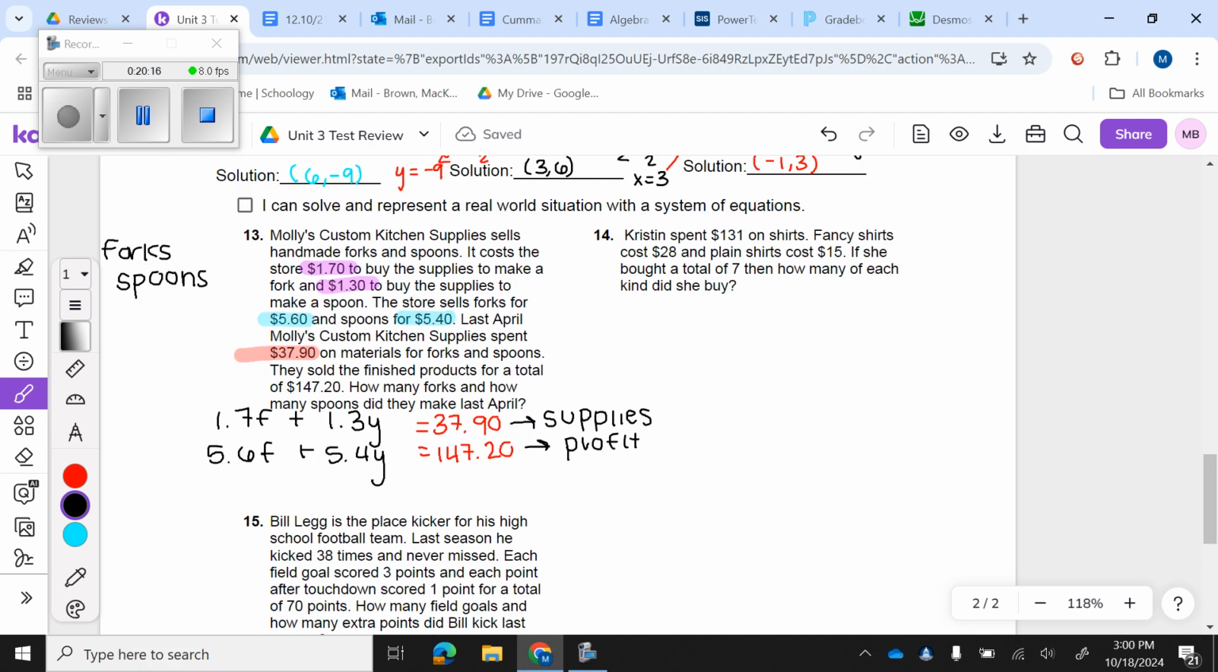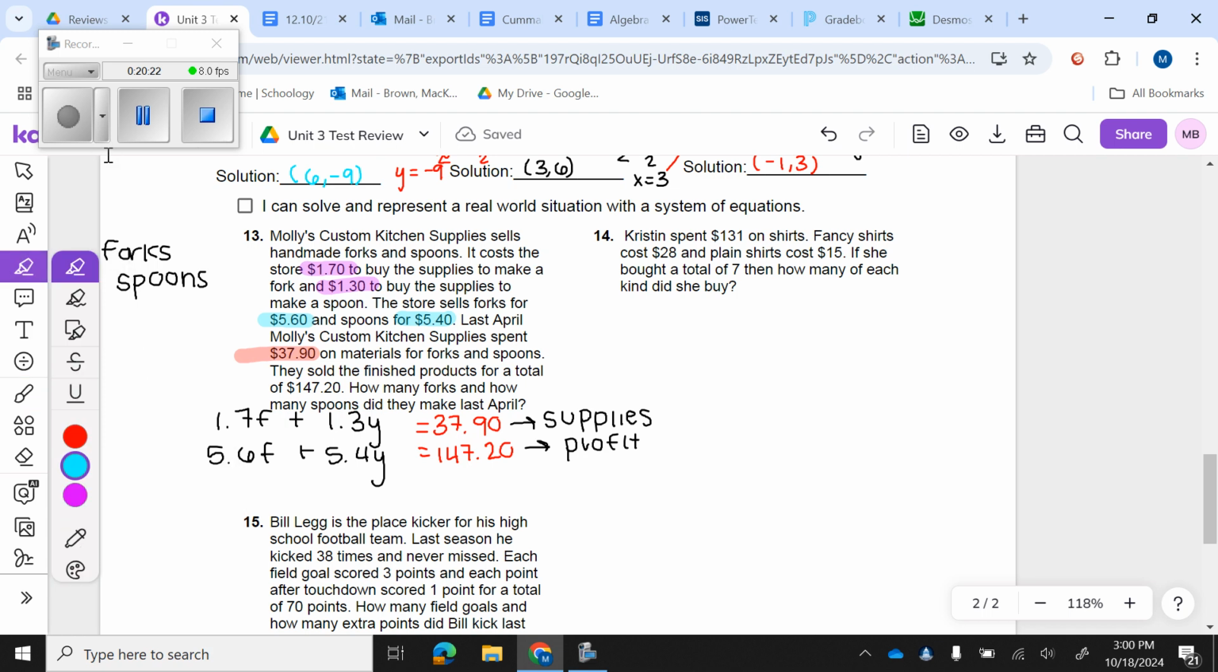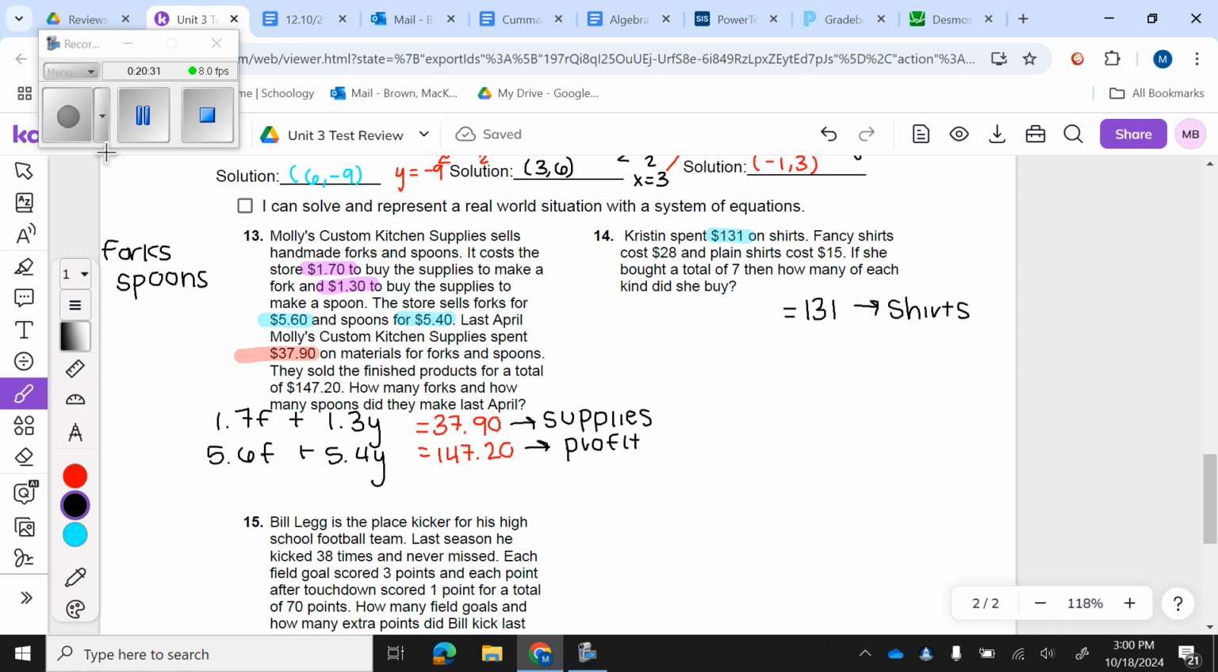15 we're going to solve, and 14 we're going to solve, okay? 14, it says Kristen spent $131 on shirts. Well, I'm going to bet you that that's a total. So I'm going to set one of my things equal to 131, and this equation needs to be all about shirts. Fancy shirts cost 28, and plain shirts cost 15. Okay, so actually 131 is talking about shirts, but it's really talking about money. Okay, if she bought a total of 7, there's my other total, so 7 is talking about total shirts.